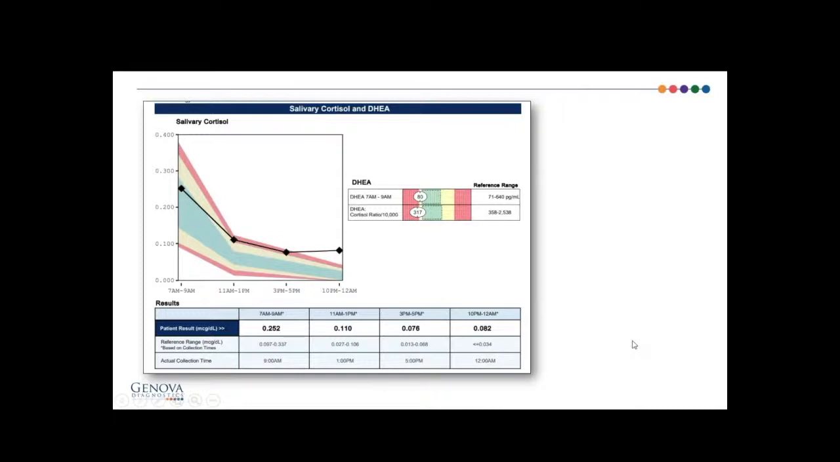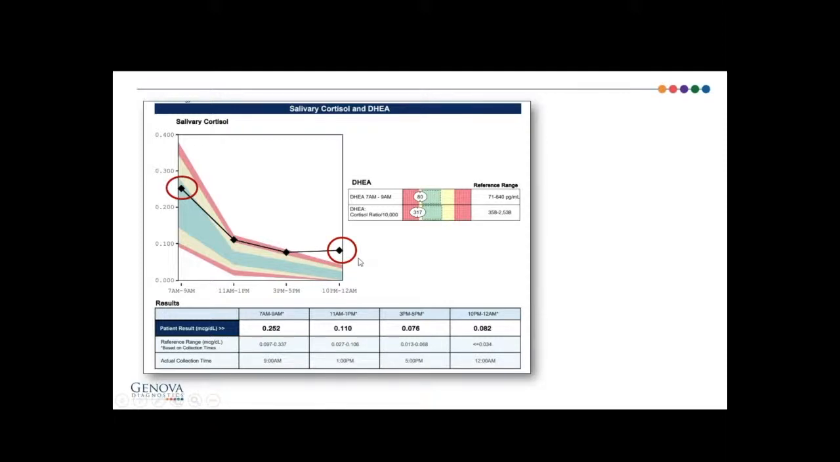Here's our adrenal cortex stress profile. And what do we see? Well, we see here that she's got really high 10 p.m. to 12 a.m. cortisol. She's kind of high throughout the day. Her waking level isn't that high, but it's, you know, higher within the reference range. Remember, she's having trouble sleeping. When you see this, you generally have a patient that's having trouble sleeping.